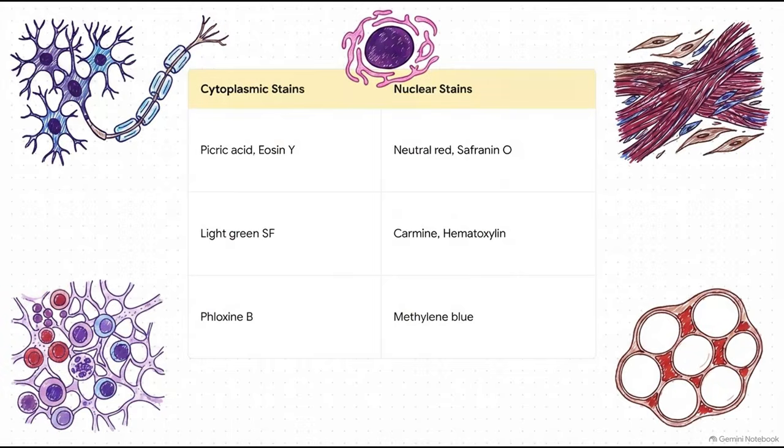To make those details stand out even further, we use counterstaining. This is applying a completely different color to provide background contrast. For instance, using hematoxylin to stain nuclei a deep purple and counterstaining the cytoplasm with eosin in shades of pink.